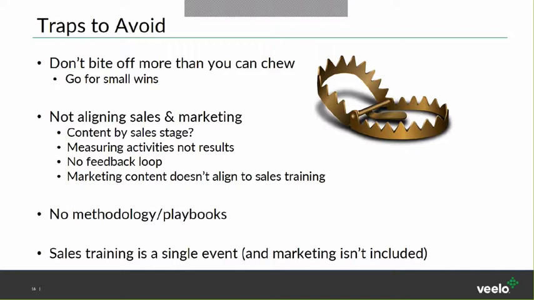I mentioned this at least 6 times now, aligning sales and marketing. If you're going to implement a sales enablement program, sales management and marketing management need to agree on the scope, ownership, resources, and they need to be involved in ongoing measurement.